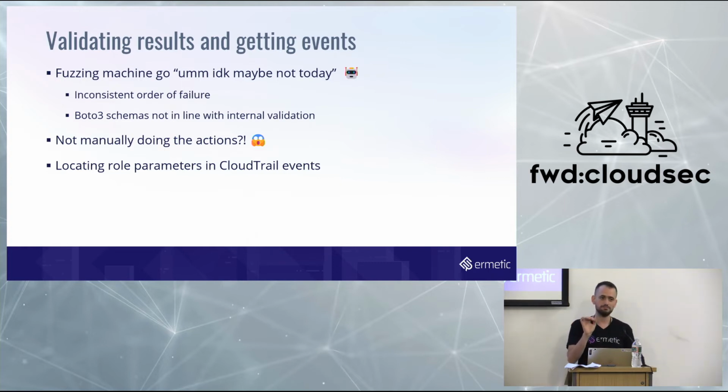Like, some types of invalid parameters fail before access permissions, and some types of invalid parameters fail after access permissions, and this just varies action to action depending on what kind of day people are having. So some of them you have to actually make them work. It's not enough to fuzz them with bogus parameters or denied permissions. You have to actually make them work. So yeah, that's the second top level bullet here. Not manually doing the actions. Yes, manually doing dozens of actions.